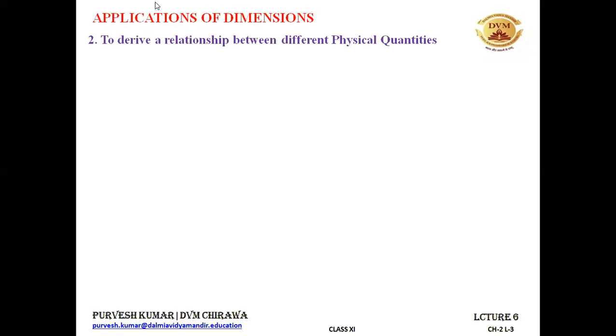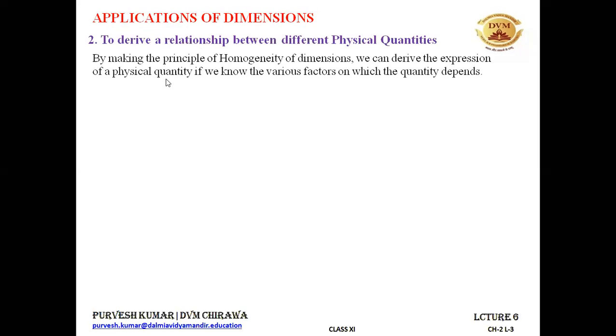So in the second application, it says that we can easily derive a relationship between different physical quantities by using the dimension analysis. By using the principle of homogeneity of dimensions, we can derive the expressions of a physical quantity if we know the various factors on which the quantity depends. If we know that a quantity is dependent on certain factors, we can derive a relationship between those factors and the quantity by making use of the principle of homogeneity.